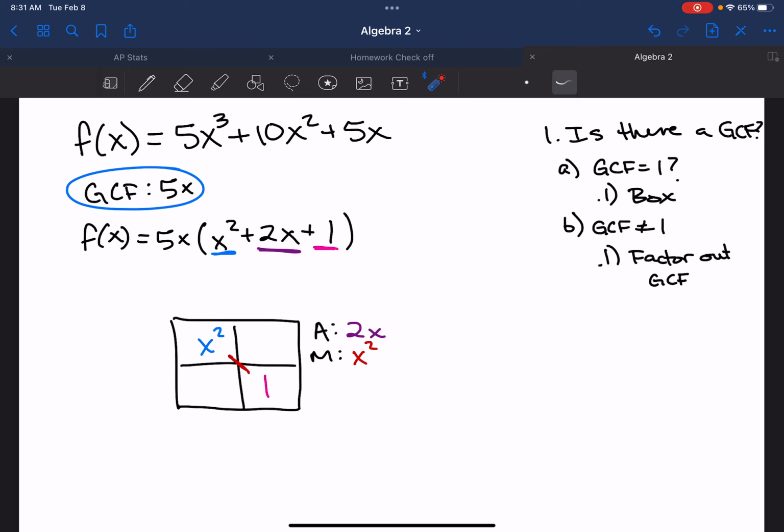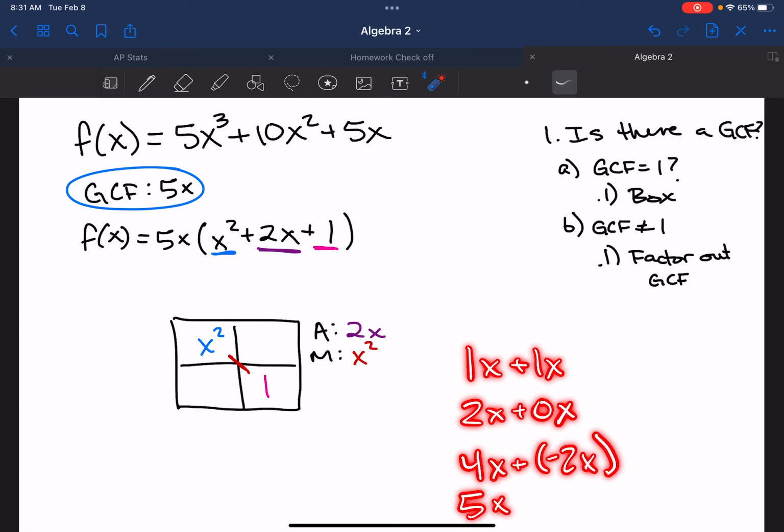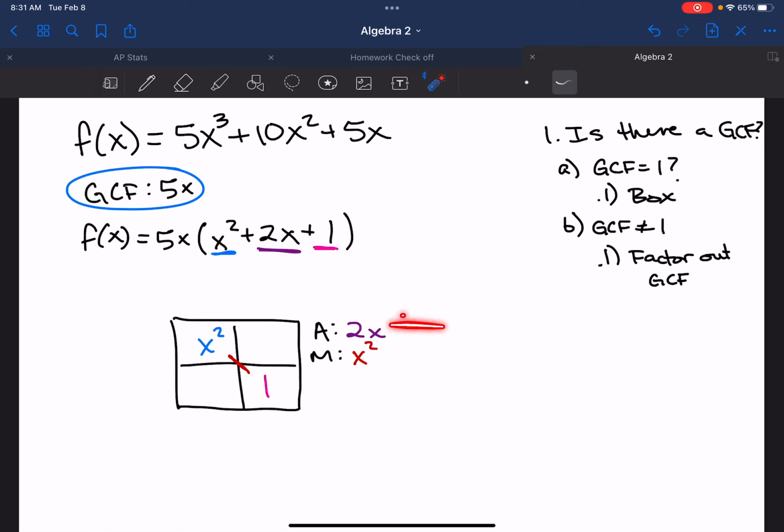Next up, the question is, okay, from the box, what are we going to do here? Now, you're asking yourself the question, what multiplies to x squared and adds to 2x? Well, which one's easier to ask? How many things add to 2x? Well, we have 1x plus 1x, 2x plus 0x, 4x plus negative 2x, 5x plus negative 3x. We can just keep going on this path. There are infinitely many things that add to 2x.